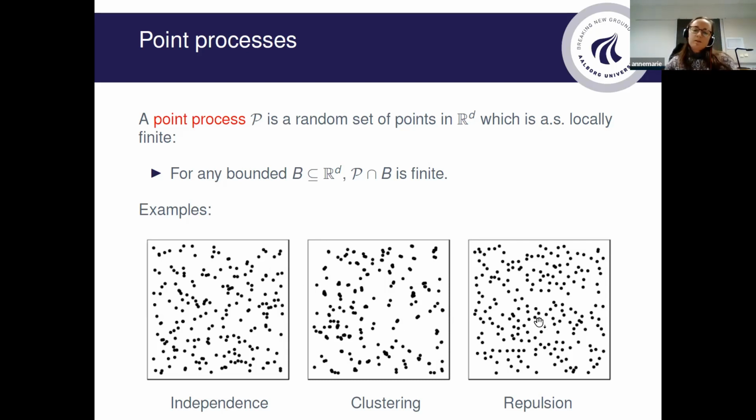In the third picture, we have a point pattern that looks more regular. So in this model, the points tend to repel each other. So you could, for instance, think of particles in a gas that don't like to be too close to each other, so there will be some repulsion. And then you might see a point pattern like this. And so what we're interested in is some methods to distinguish between such different point patterns.